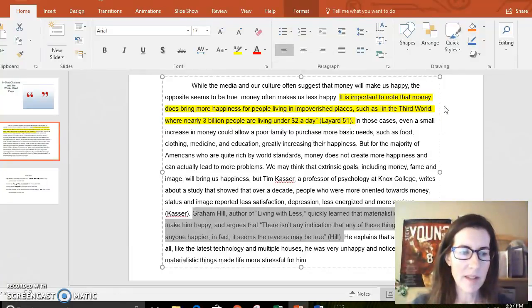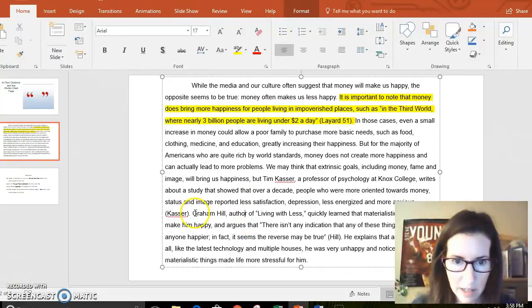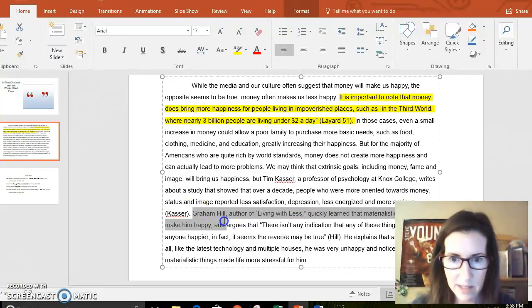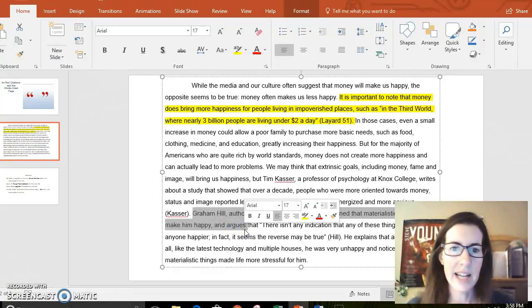Remember what you read last week about sandwiching quotations. Just like the reading said, this student who's written this paragraph isn't letting this quote stand on its own. She knows that it's important to tell the reader where the quote came from and who said it, since that's going to lend more credibility to the quote and to the paragraph. So the writer has introduced this quote with a phrase that tells us where the quote came from. So we see that phrase here. Graham Hill, author of Living with Less, quickly learned that materialistic things don't make him happy, and argues that.